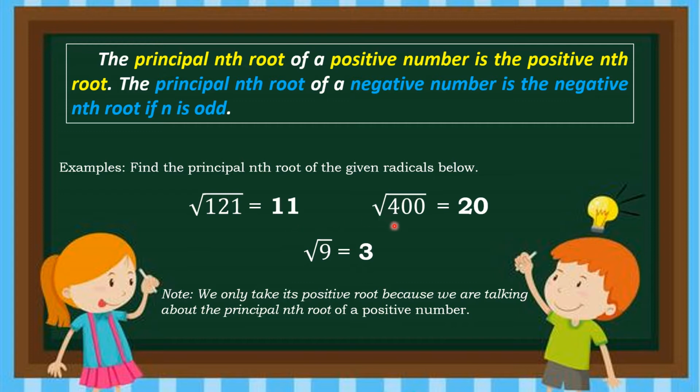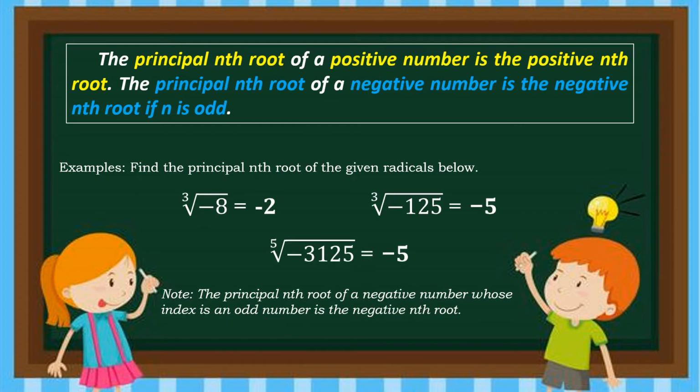Second example, square root of 400. Anong number ang multiply sa sarili na magiging 400? 20 ang sagot. Because 20 times 20 is equal to 400. Last example, the square root of 9 is equal to 3. Paano nangyari yon? You have to think of a number that when multiplied by itself twice, will result to the given number, which is 9. So that would be 3 times 3 is equal to 9. So take note that we only take its positive root. Why? Because we are talking about the principal nth root of a positive number.